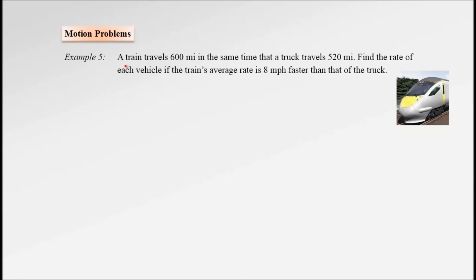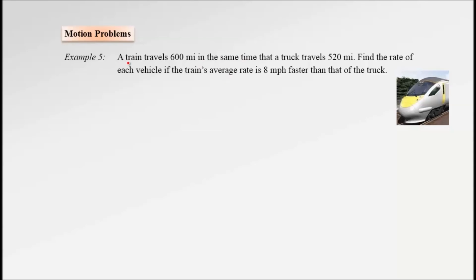The last type of problems, probably the most common type, is motion problems. Here we have one example. A train travels 600 miles in the same time that a truck travels 520 miles. Find the rate of each vehicle if the train's average rate is 8 miles per hour faster than that of the truck. So, first of all, we know it's a motion problem.